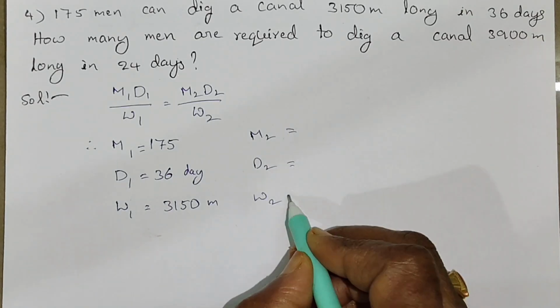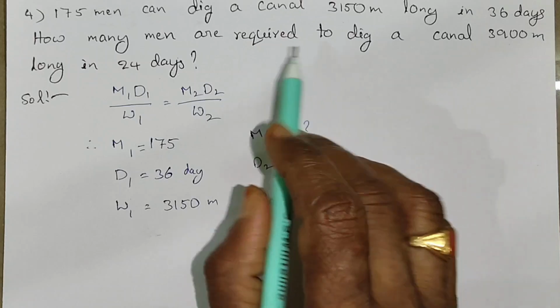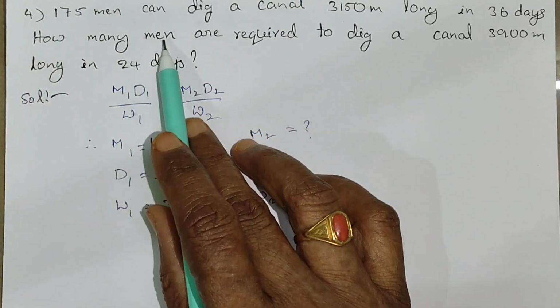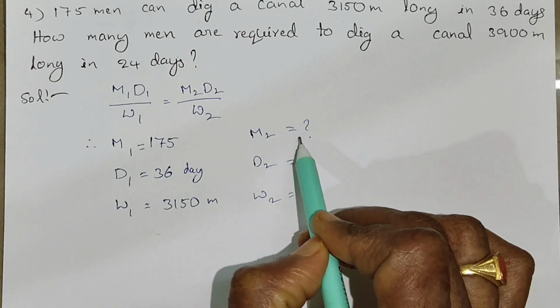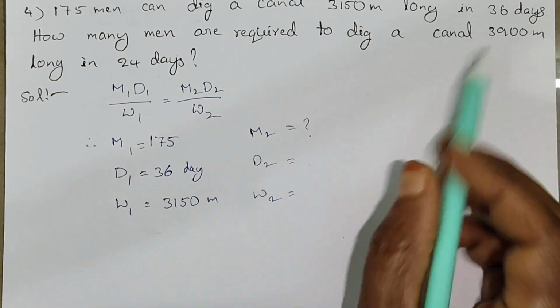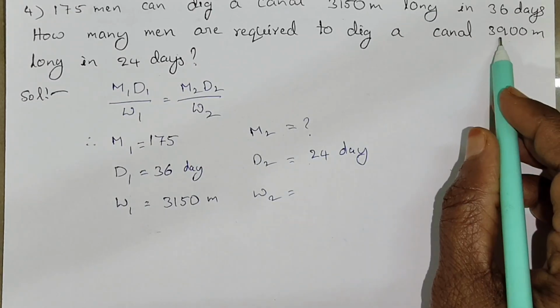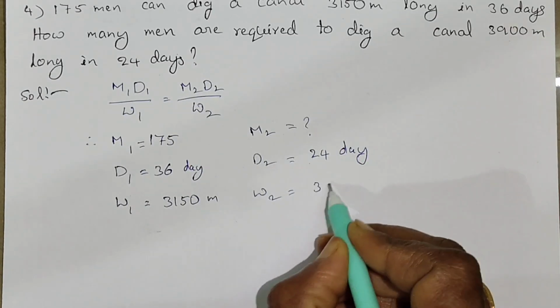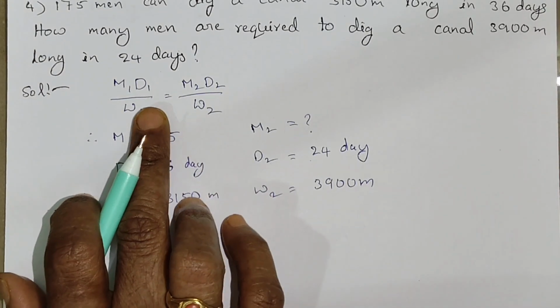Here M2 D2 W2. M2 is the value we find. Here, how many men are required? We find the men. Here days, 24 days. Here a canal of 3900 meters. So these values we substitute in this ratio.